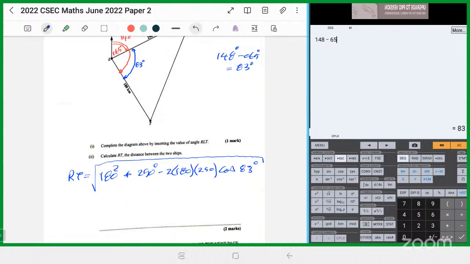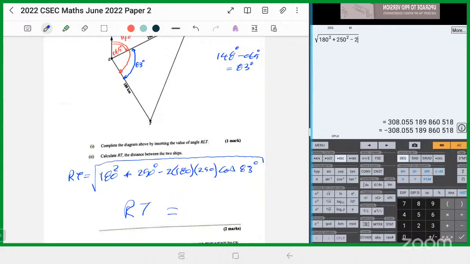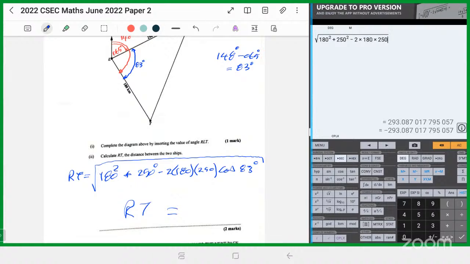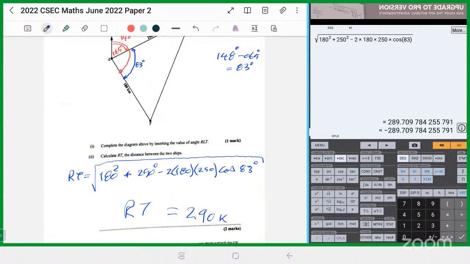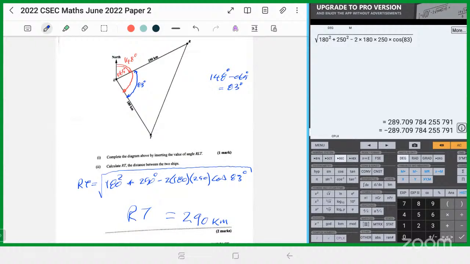And put that in a calculator and get the RT in one step. So go from the square root, and it is squared plus 250 squared minus 2 times 180 times 250 times the cosine of 2. It becomes 289,590, 290 kilometers. But I said that calculation. Gotta go with that. Yes, sir.